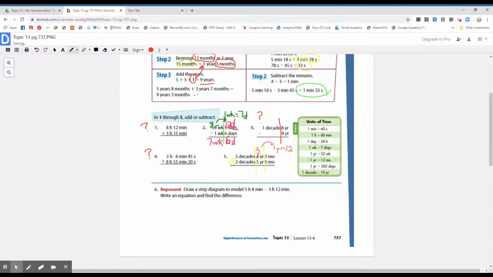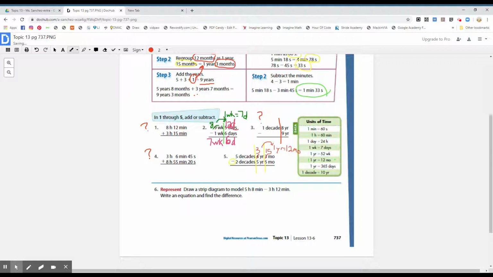So boys and girls, what you're actually converting, what you're actually regrouping, not just the number 1, you're actually regrouping 12 months. You already had a 3 there. So the 12 added to the 3, because the 3 was already there, you now have 15 months. Okay, so now we're able to subtract.